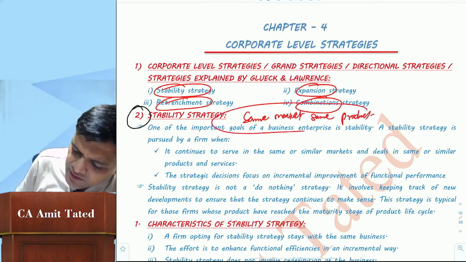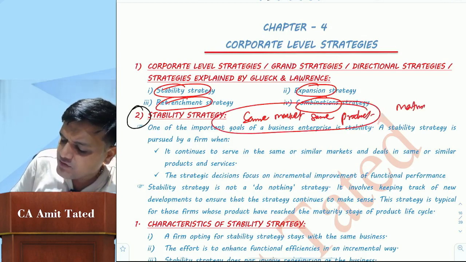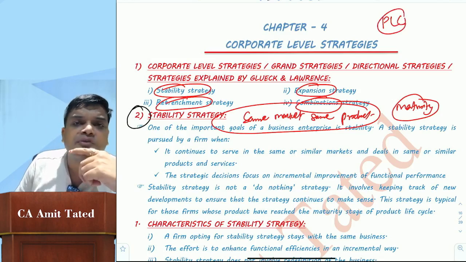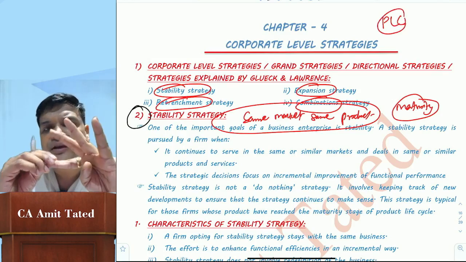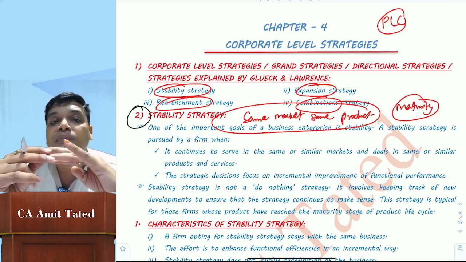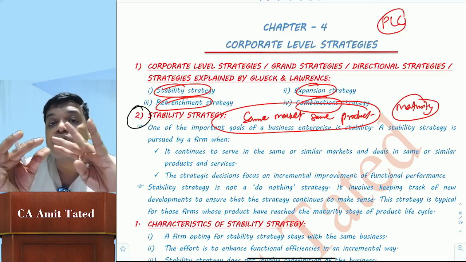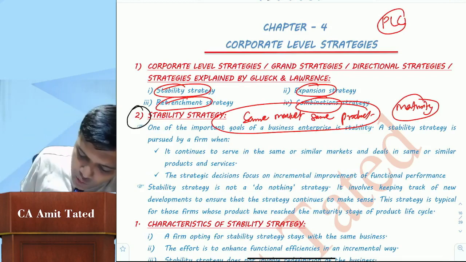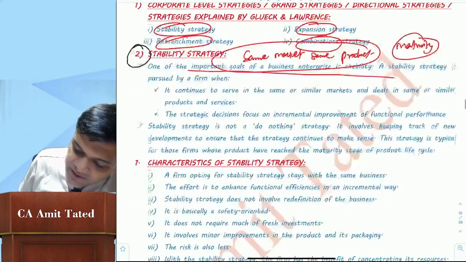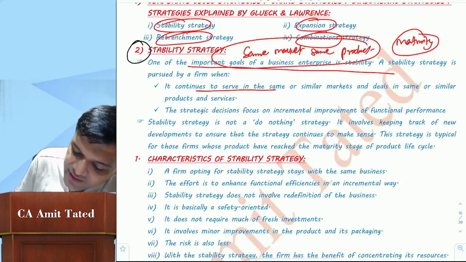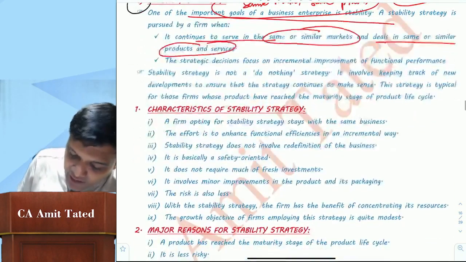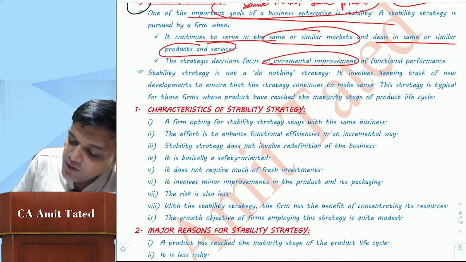Stability is done when you have reached the maturity stage of the life cycle. I do think in chapter 2 you have studied product life cycle. Product life cycle focuses on a total of 4 stages. One is introduction, second is the growth stage, third is maturity, and fourth is the decline stage. So this stability strategy is focused on the maturity stage. One of the most important goals of the business enterprise is stability. The stability strategy continues to serve in the same or similar market and deals in the same or similar products. Strategic decisions focus on incremental improvement of functional performance.